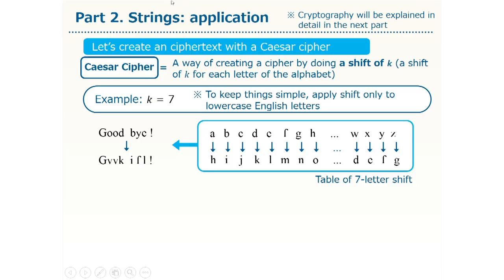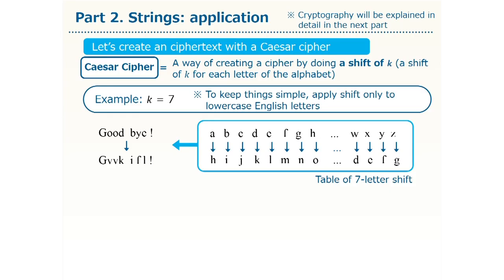For example, let's consider here what happens if K is 7. To keep things simple, here we will apply the shift only to lowercase English letters. In other words, if we do a shift of 7 letters for this string, goodbye, if we encrypt it with a Caesar cipher that does a shift of 7 letters, we will get this sequence of characters.